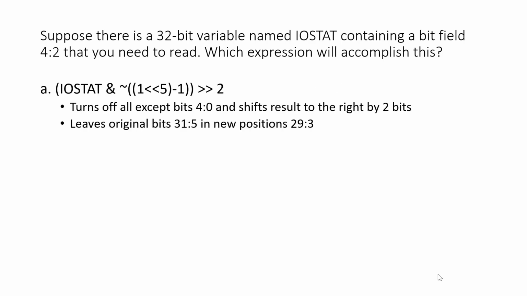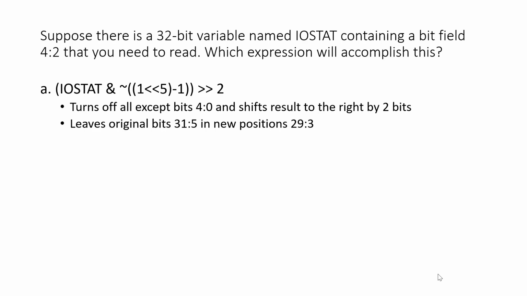So A was comprised of 2 parts. The first part was we took the low order 5 bits of IO stat and we masked those. Isn't that a not symbol? Wouldn't that only get the leading bits? Well, no, because there's the subtract 1 too, right? So you take 1, you shift left 5, so you have 1 followed by 5 zeros. Minus 1 is 5 ones, right? Right.